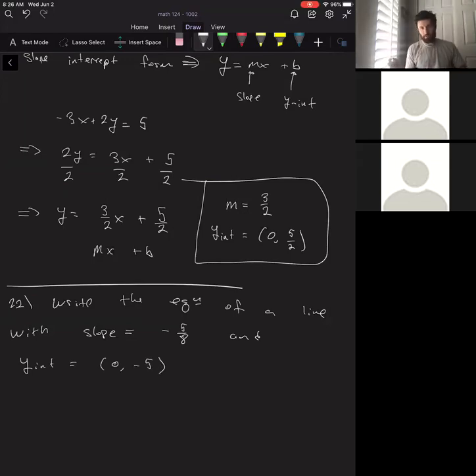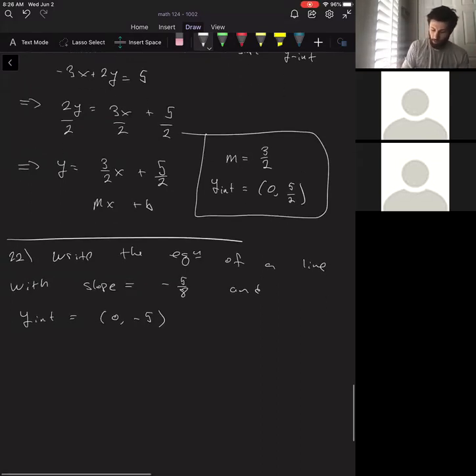So all we need to do is just use the slope-intercept form. We're given the slope, we're given the intercept. So in this situation, y is going to be -5 over 8, because that's the slope, so -5 over 8 x, and then plus the y-intercept, which is -5. And then if we simplify that a little bit to get rid of that plus-minus sign, we have y equals -5 over 8 x minus 5.